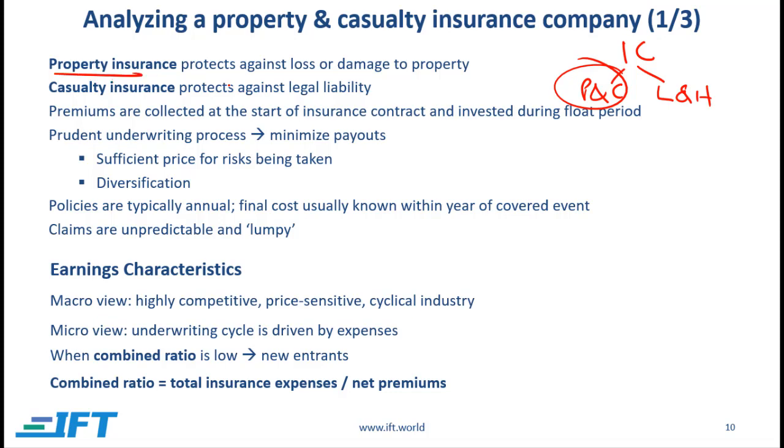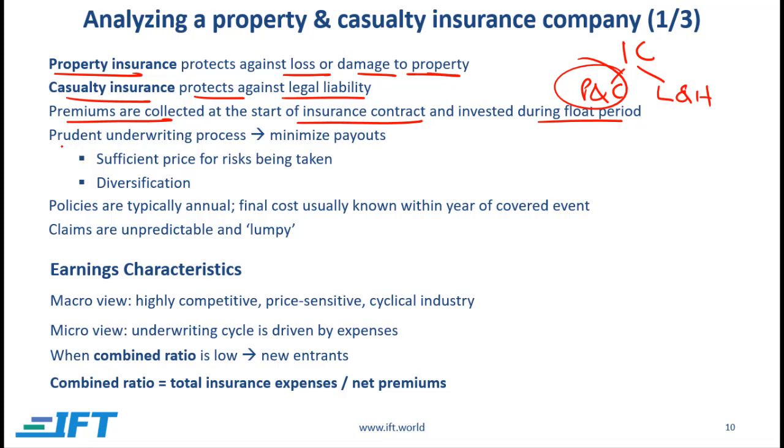Property insurance refers to protecting against loss or damage to property, whereas casualty insurance protects against legal liability. In either case, premiums are collected at the start of the insurance contract and invested during the float period. The float period is the period between collecting premiums and the time when money is spent on insurance claims.